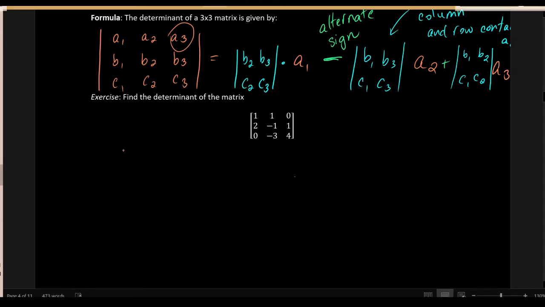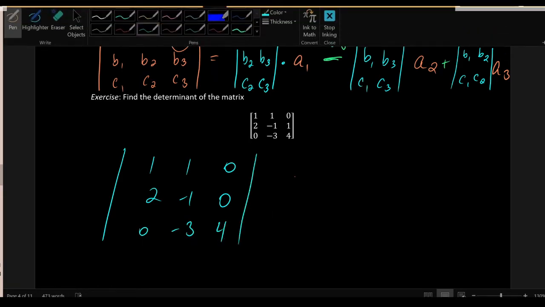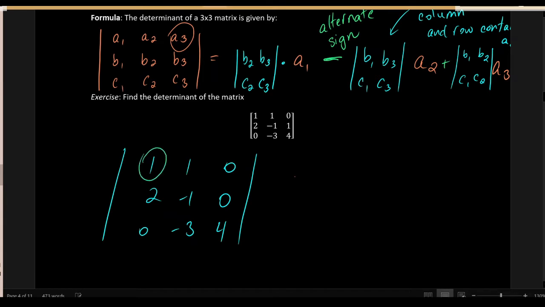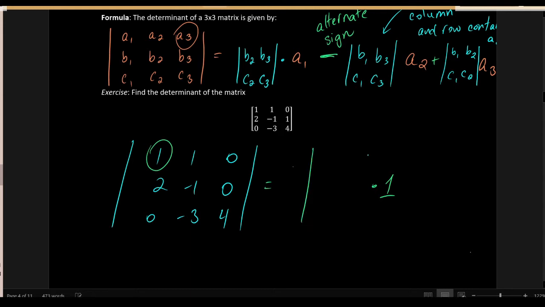So here I go, vertical bars, top row, second row, third row. The first thing that I'm going to do is take the number in the top left, which is the number 1, and multiply it by the determinant of the matrix that I get by excluding the first row and the first column. So that will be equal to -1, 0, -3, 4.